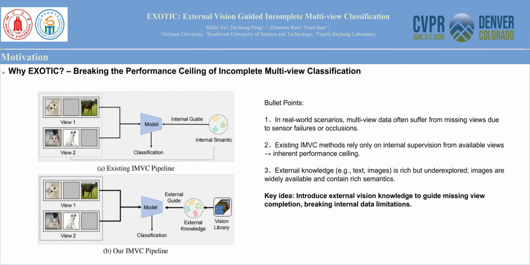In many real-world applications, multiview data are often incomplete. For example, sensors may fail or objects may be occluded, causing some views to be missing. Existing incomplete multiview classification methods mainly rely on internal supervision signals, that is, they try to complete missing views using only the available data from other views. However, this approach has an inherent performance ceiling, because the semantic information is limited by the incomplete data itself.